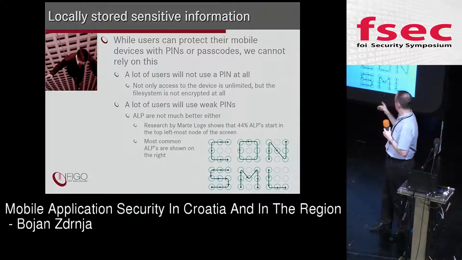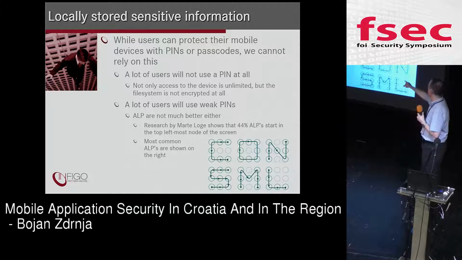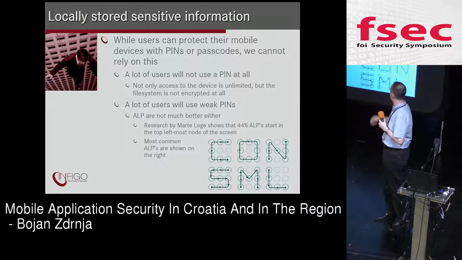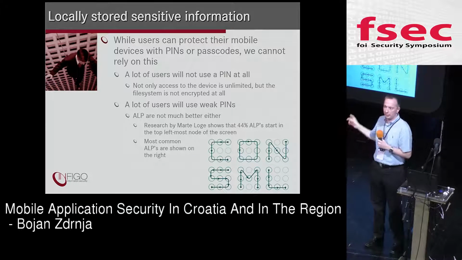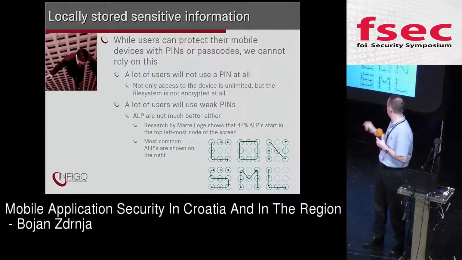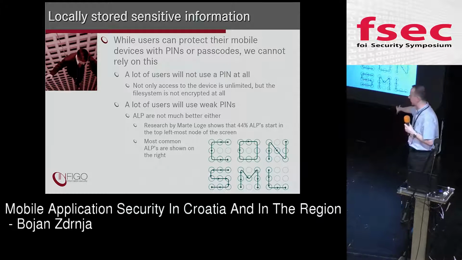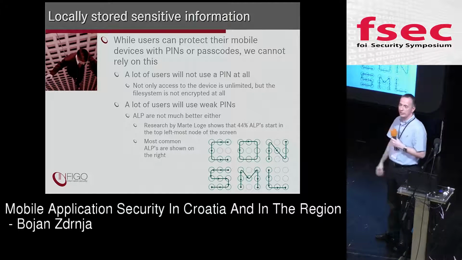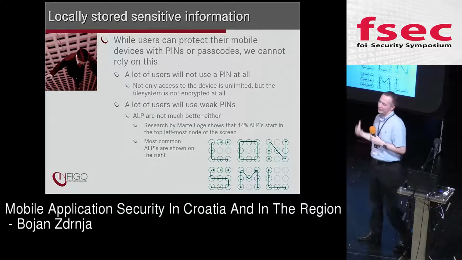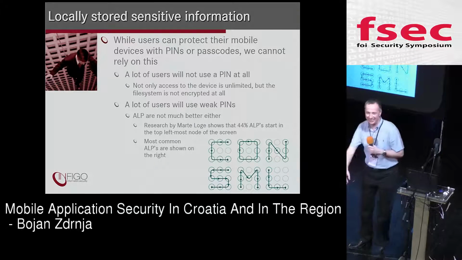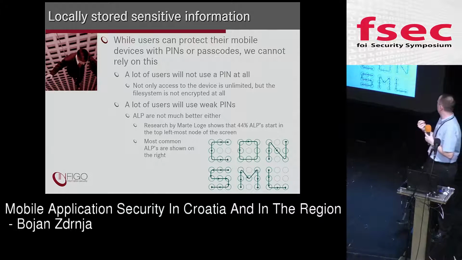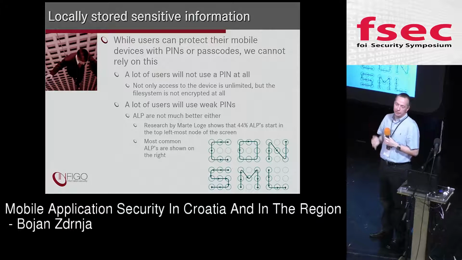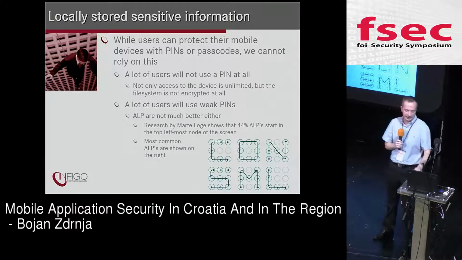PINs at all. There was an interesting research by this guy here who was looking at Android lock patterns, ALPs, and by analyzing thousands of ALPs, he found that 44% of them start in the upper left corner. It's just something that people typically use. And these here are the top six ALPs that people use to unlock Android phones. If you have Android, I hope that yours is not here. Or if it is, you can say that you have a very secure ALP because it's in the top six. Not. So the thing here is that we cannot really rely on the fact that users will protect their phones. We have to do something else here.